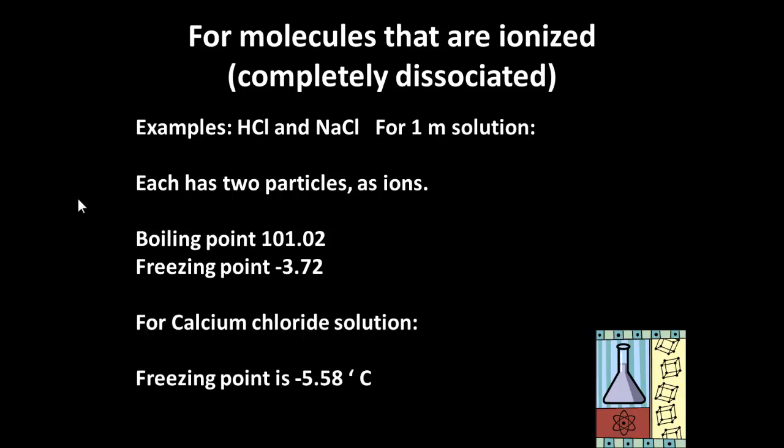What about calcium chloride solution? Well, there we would have the freezing point of minus 5.58 degrees Celsius. Calcium chloride, remember, it's CaCl2. And its boiling point would be 101.53 degrees Celsius.